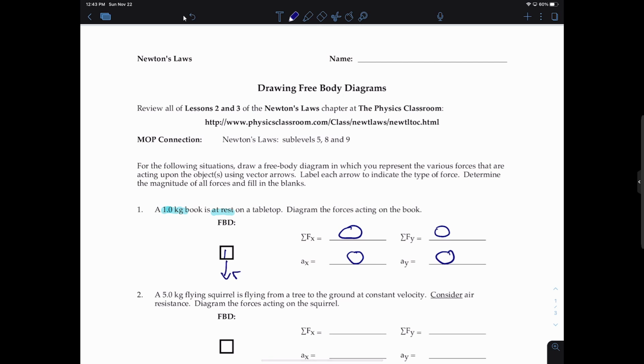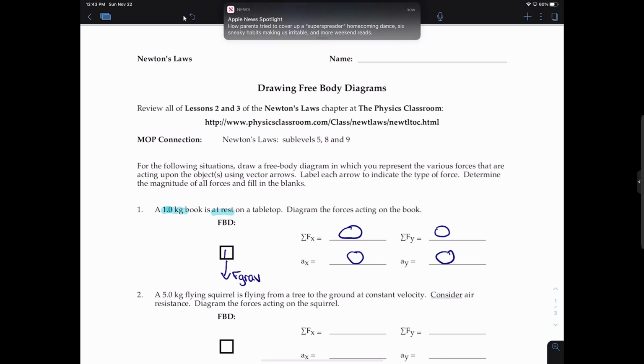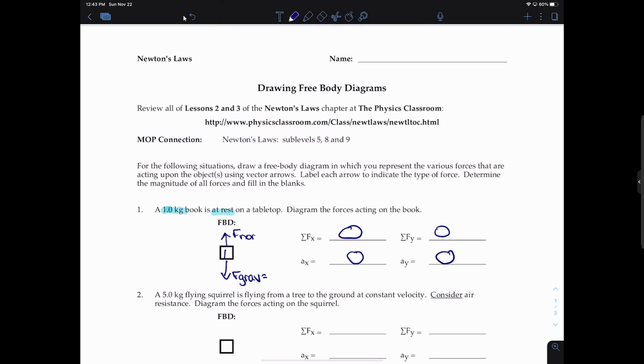We've got force of gravity. We've got the normal force.